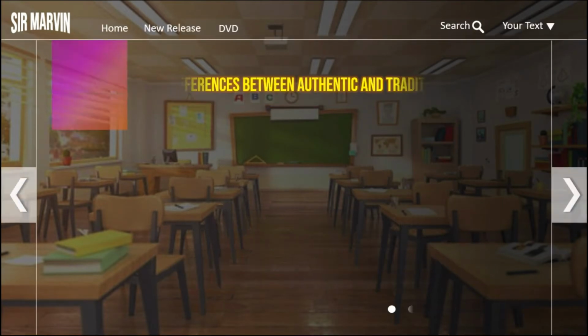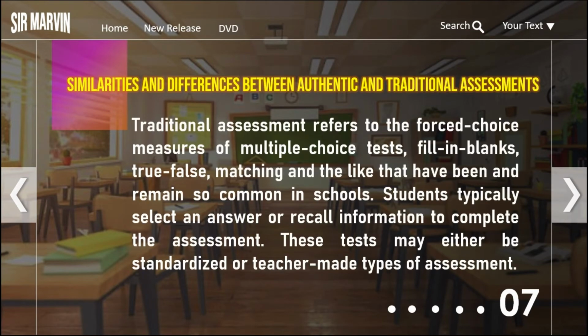Okay, so now let's move on to the similarities and differences between authentic and traditional assessments. Traditional assessment refers to the first choice measures of multiple choice tests, fill in blanks, true, false, matching, and the like that have been and remain so common in schools. Students typically select an answer or recall information to complete the assessment. These tests may either be standardized or teacher-made types of tests.